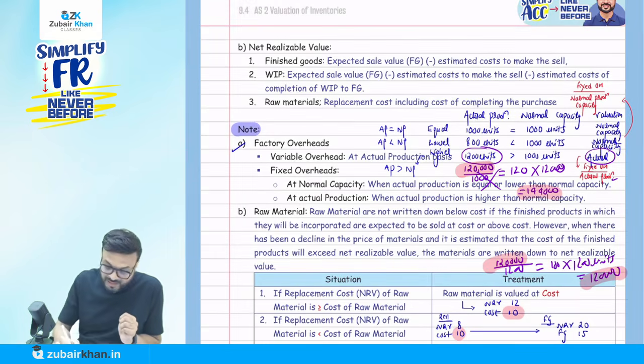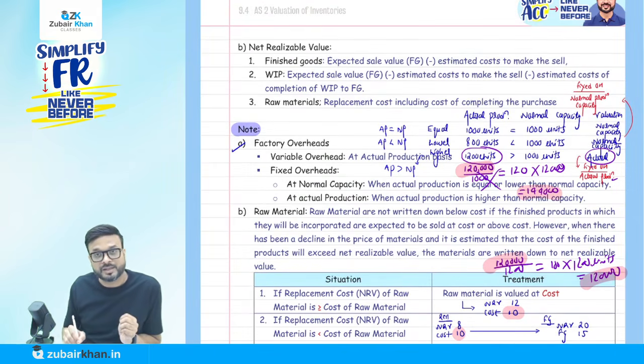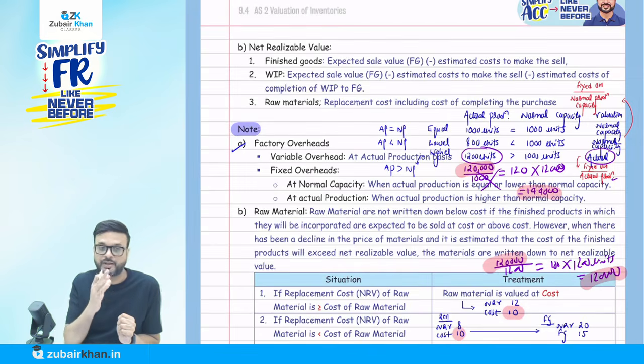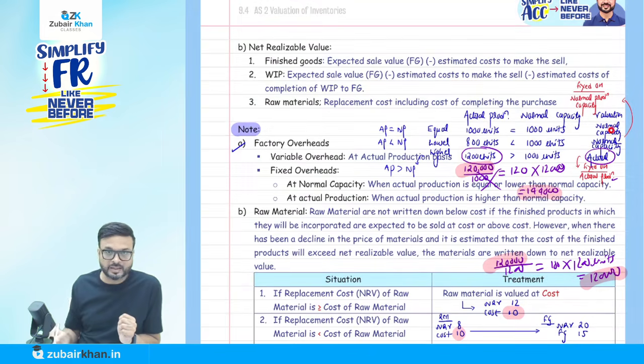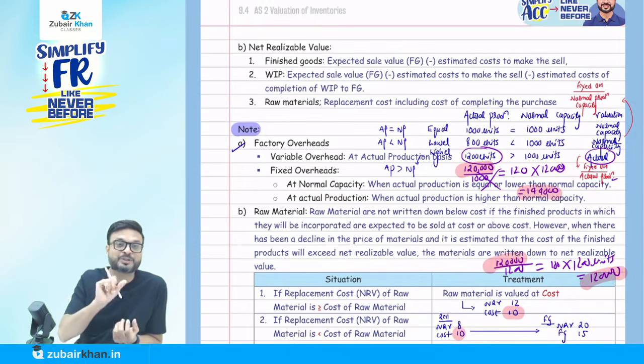That's why they say if the actual production is more than the normal production, in that case we have to divide by the actual production to find the cost per unit to allocate the fixed overhead. Otherwise, with normal capacity, there is no problem in that. This is the logic behind this.